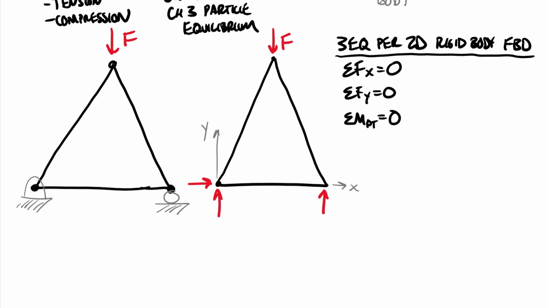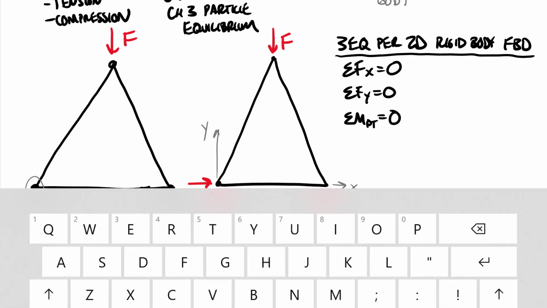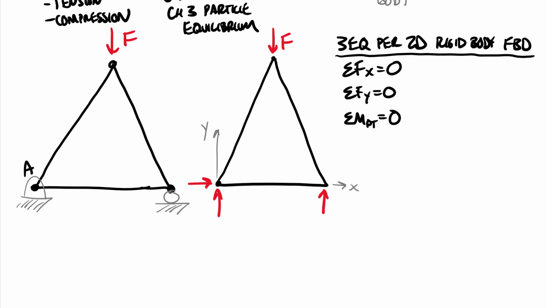Okay, so taking the same truss, let's go ahead and give it some label points here. Let's call this A, this here B, this here C. Now, before I explode it, let's talk quickly here. Let me label these ones also A, B, and C. Let's talk quickly about tension and compression.